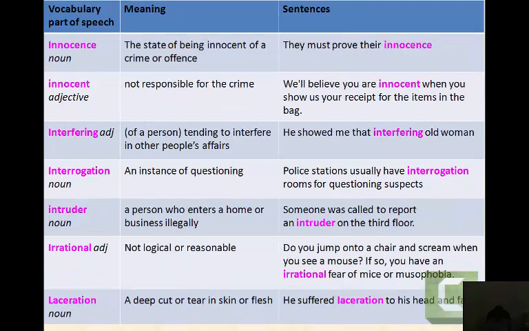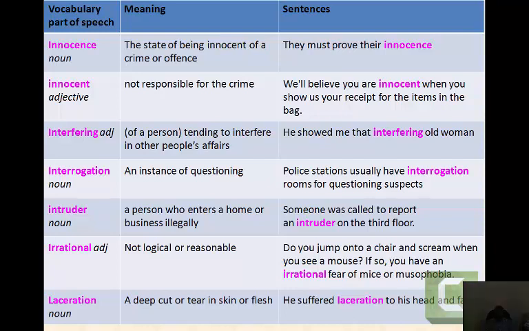Innocence, noun. This means the state of being innocent of a crime or offense. Example, they must prove their innocence. Innocent, adjective. This means not responsible for the crime. Example, we'll believe you are innocent when you show us your receipt for the items in the bag. Interfering, adjective. This is said of a person tending to interfere in other people's affairs. Example, he showed me that interfering old woman.